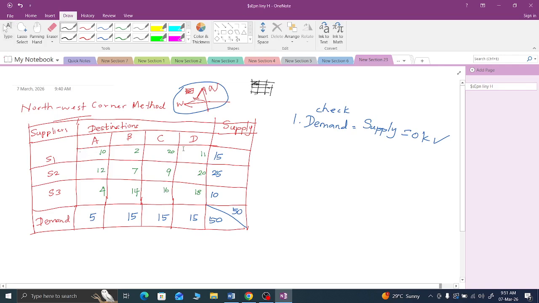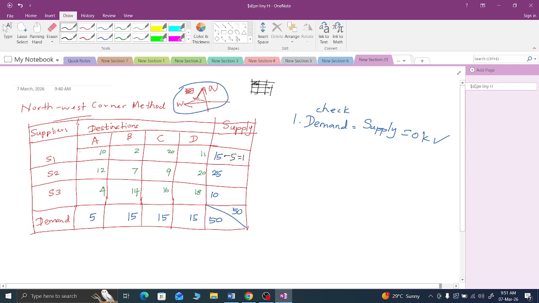So for maximum allocation here, supply is 15. From 15 the maximum I can give is 5, because demand is 5. My selected cell is this northwest corner cell. Supply is more, but I can only give 5, no? More than demand I can't give. So I am reducing 5 here, minus 5.